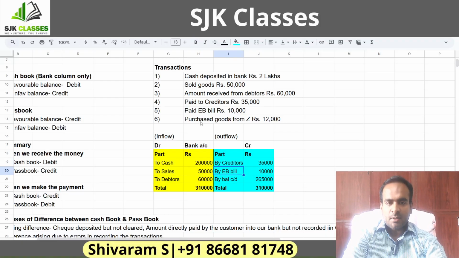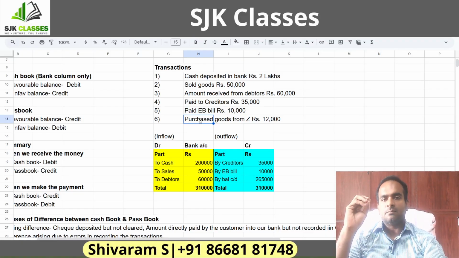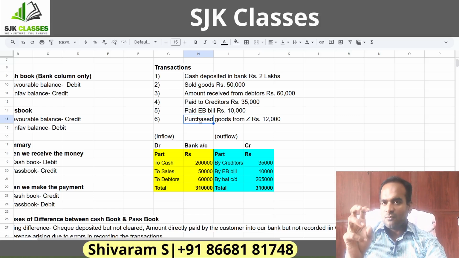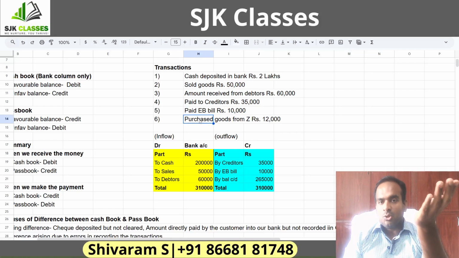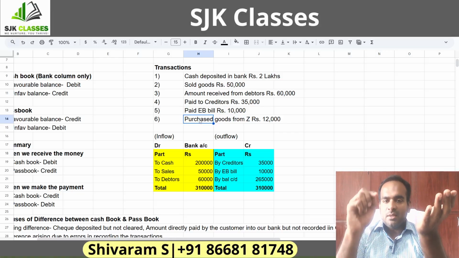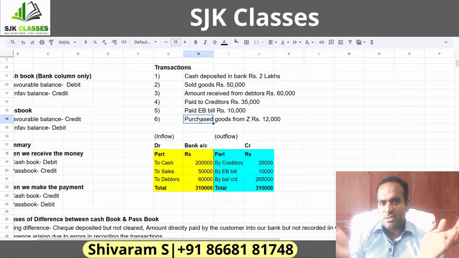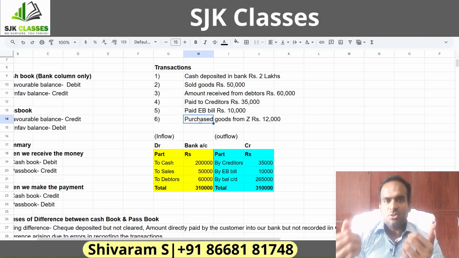And the last one, purchase goods from Z, rupees 12,000. Goods worth 12,000 rupees have been purchased from Z. What is the accounting entry? Purchases account debit to Z account. There are no bank transactions involved here, so in the ledger also, no posting will be there. This point will be ignored. I hope it is clear.